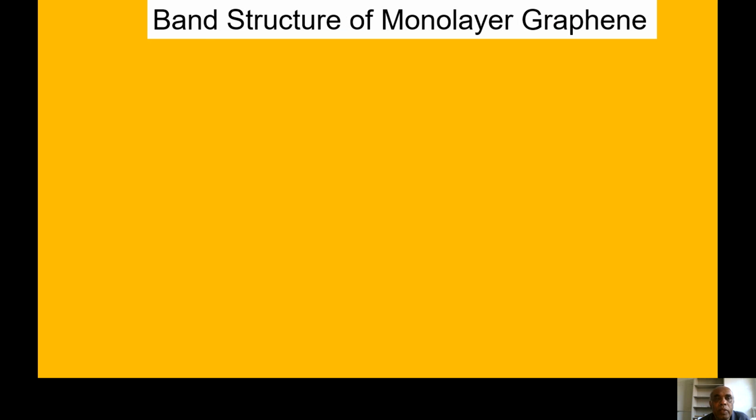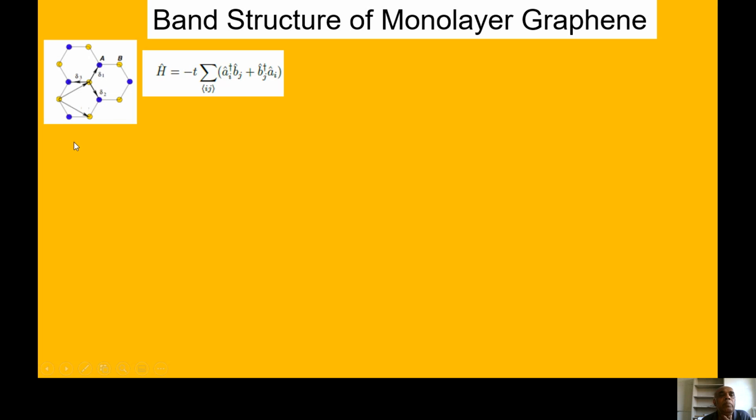So now I want to calculate the band structure of monolayer graphene. We have to start with how to create my Hamiltonian, right? To do this, we can consider these two sublattices, one A sublattice and one B sublattice. A is all blue ones, B is all yellow ones. Then I can write my Hamiltonian in the tight-binding approximation.